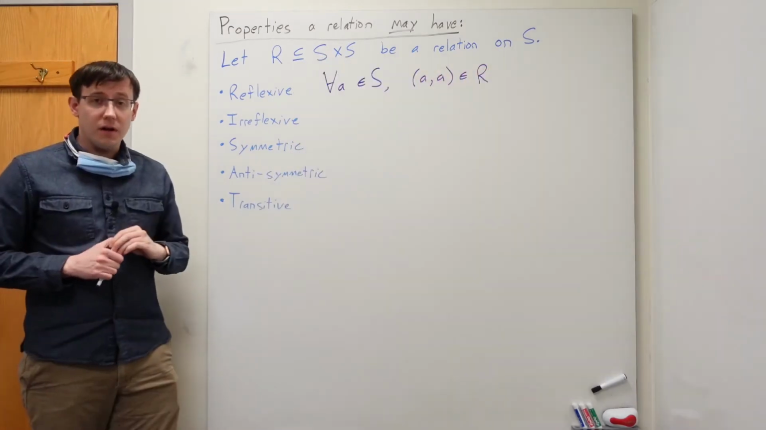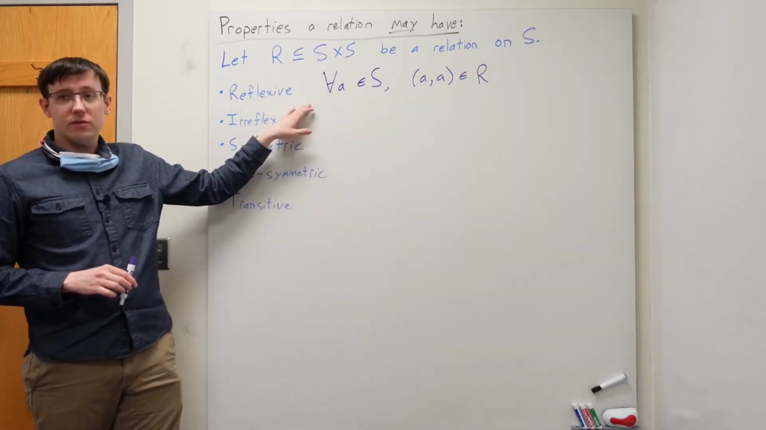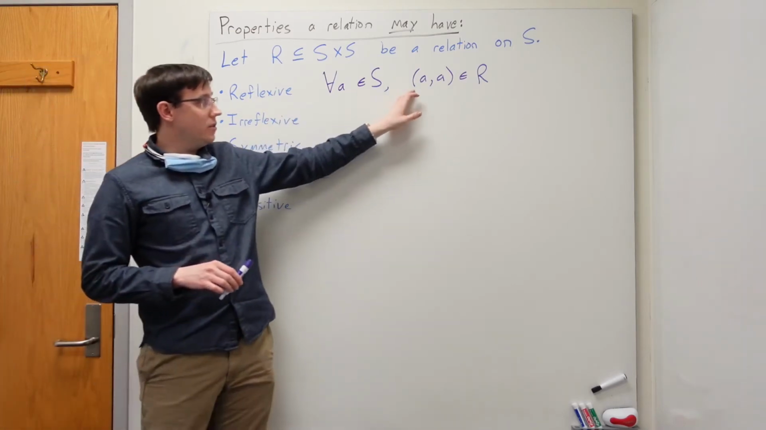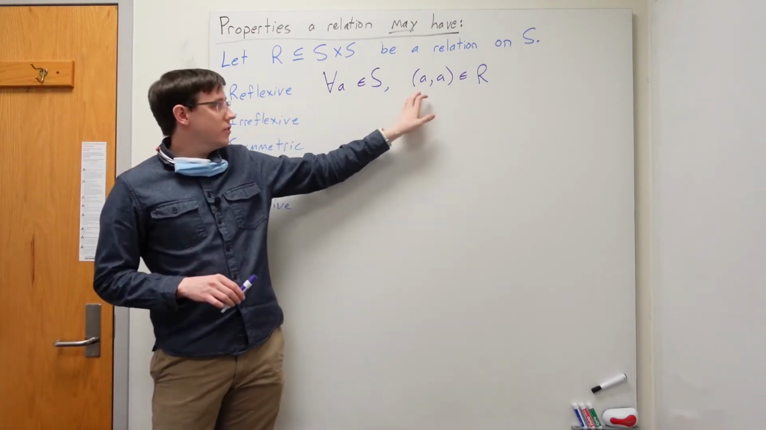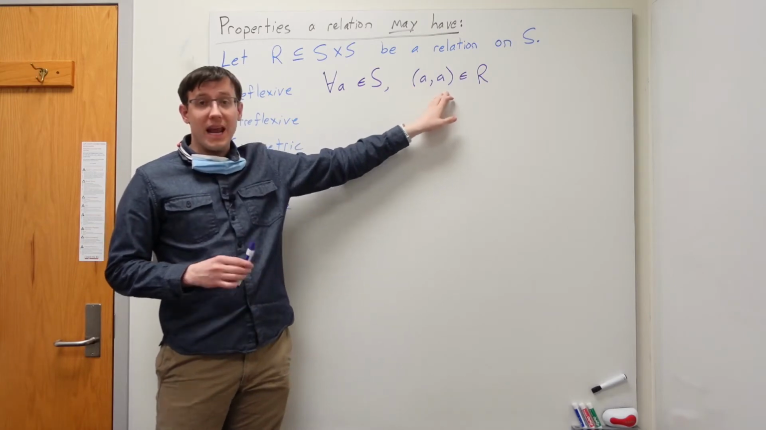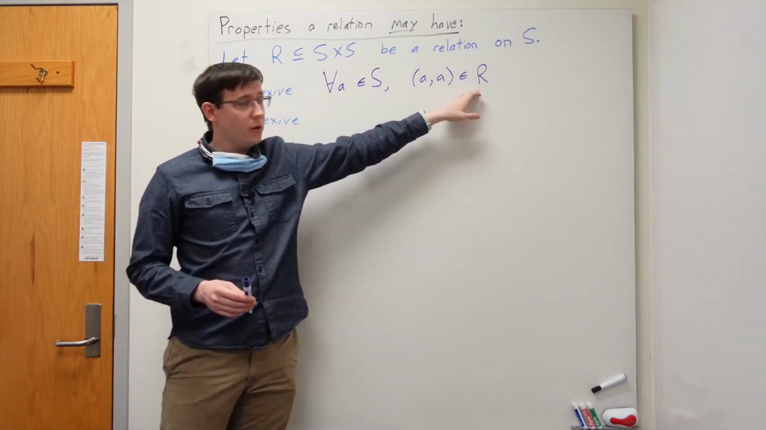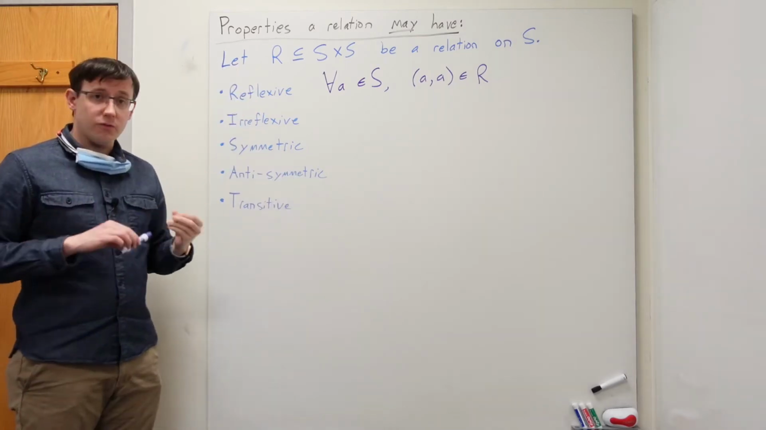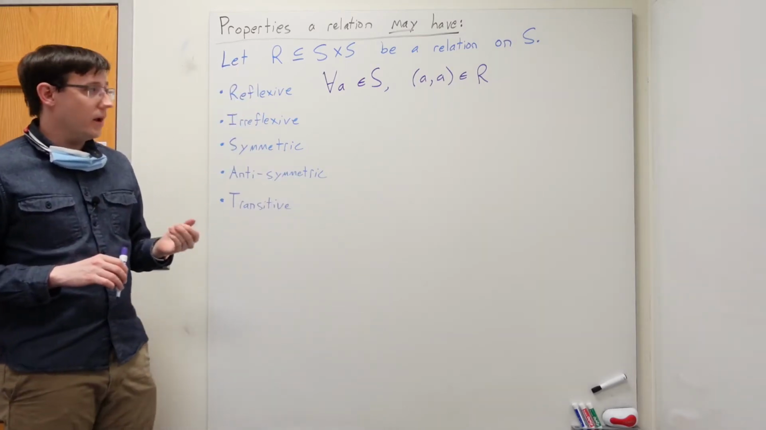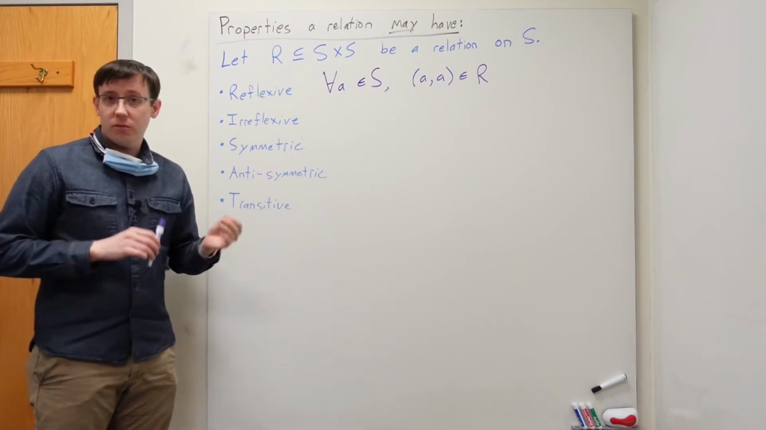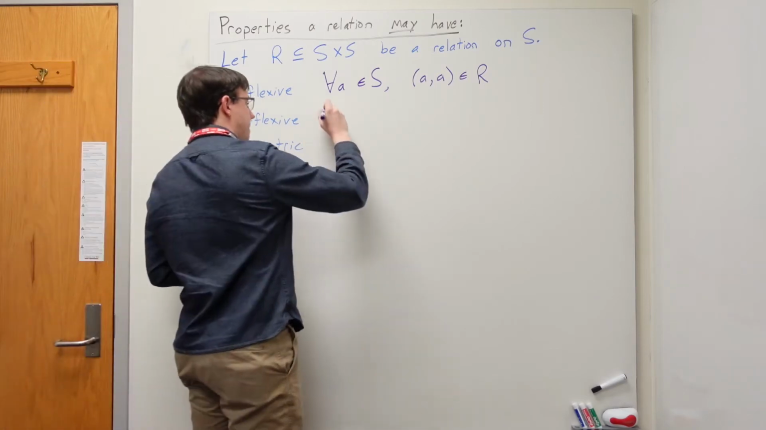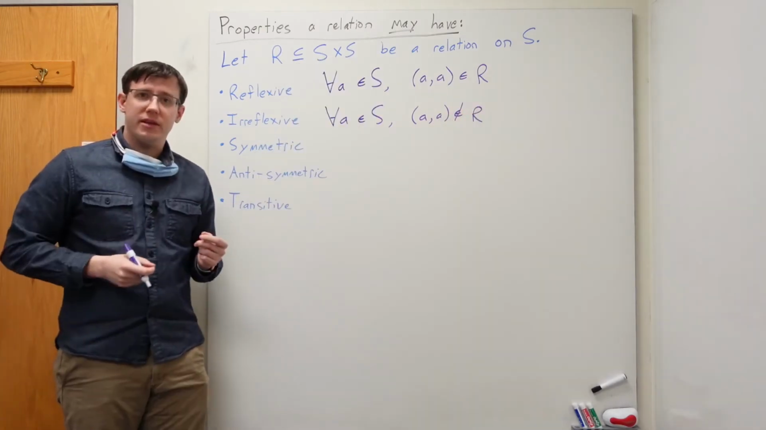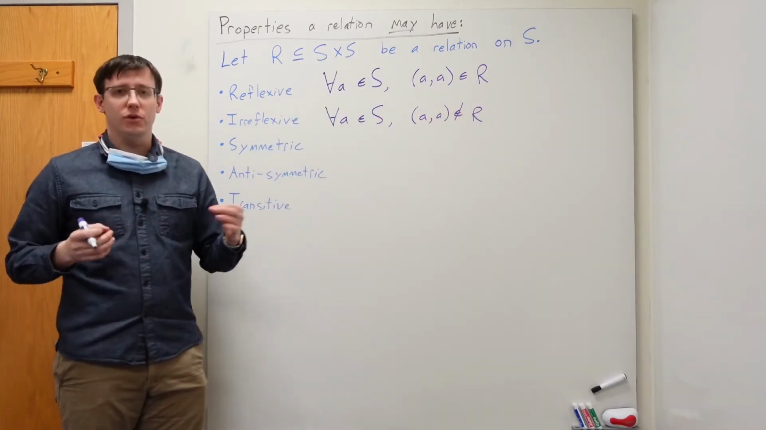An example of a relation that's reflexive is the equality relation. Every element is equal to itself, and so the pair of an element and itself is always an element of the equality relation. An irreflexive relation is one where an element is never related to itself. So an example of an irreflexive relation is the not equal to relation.